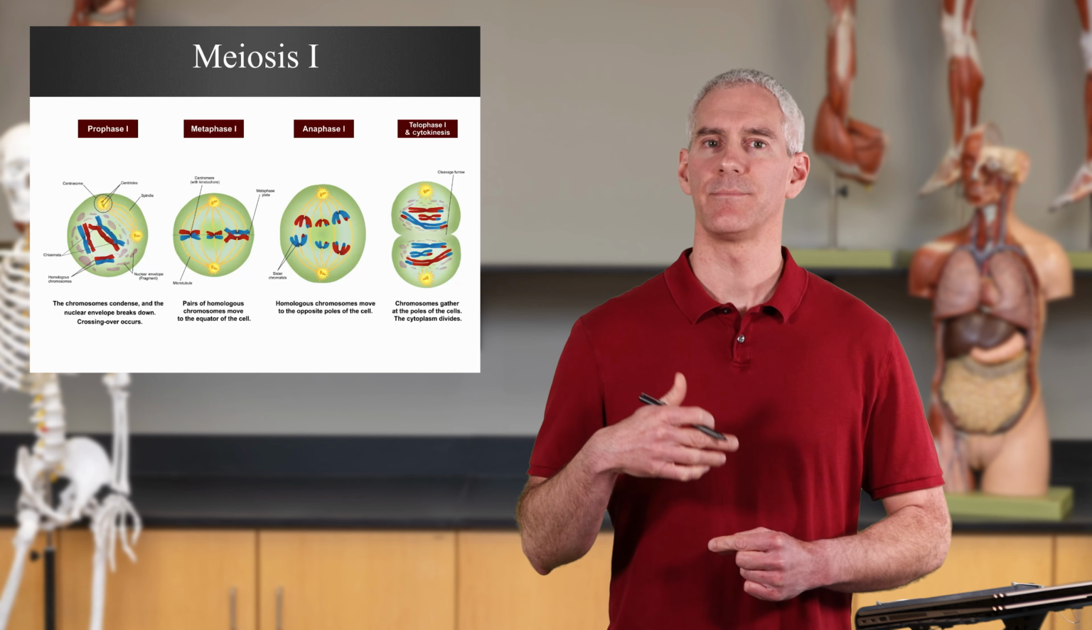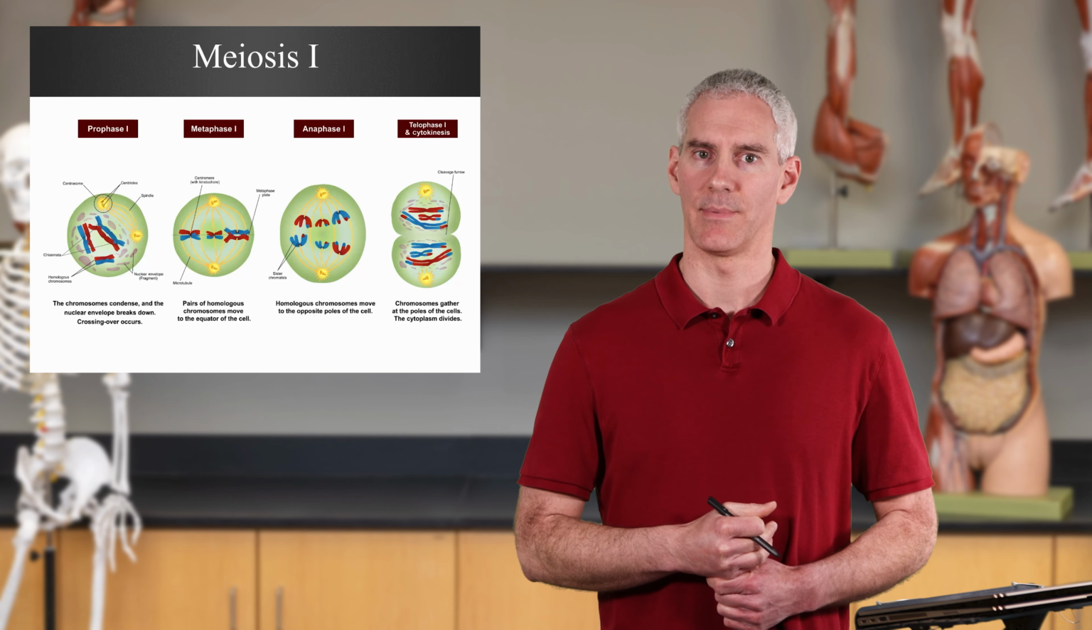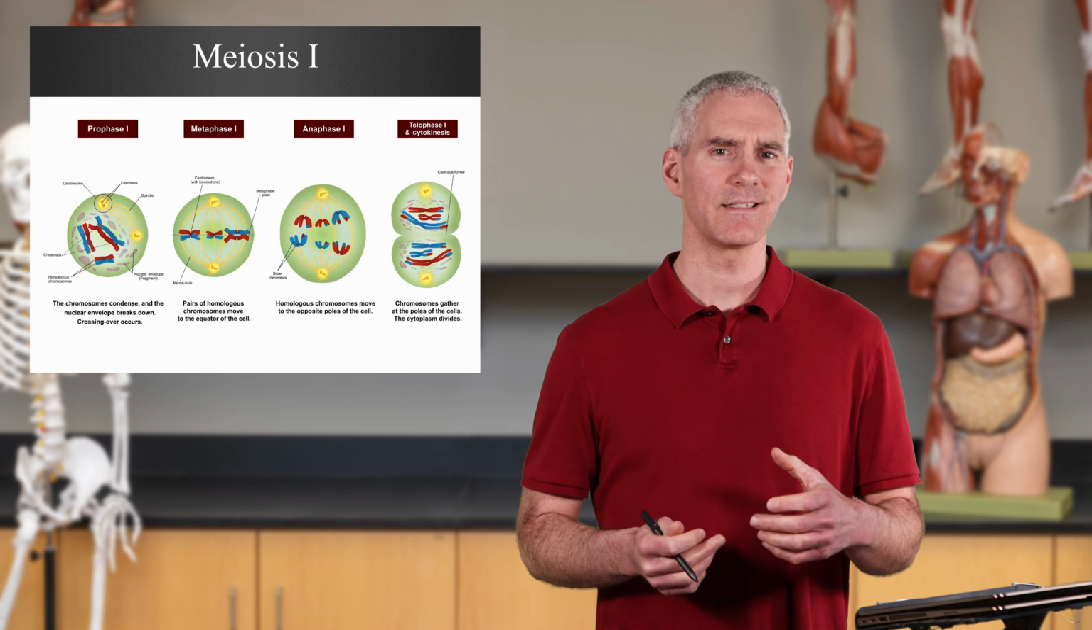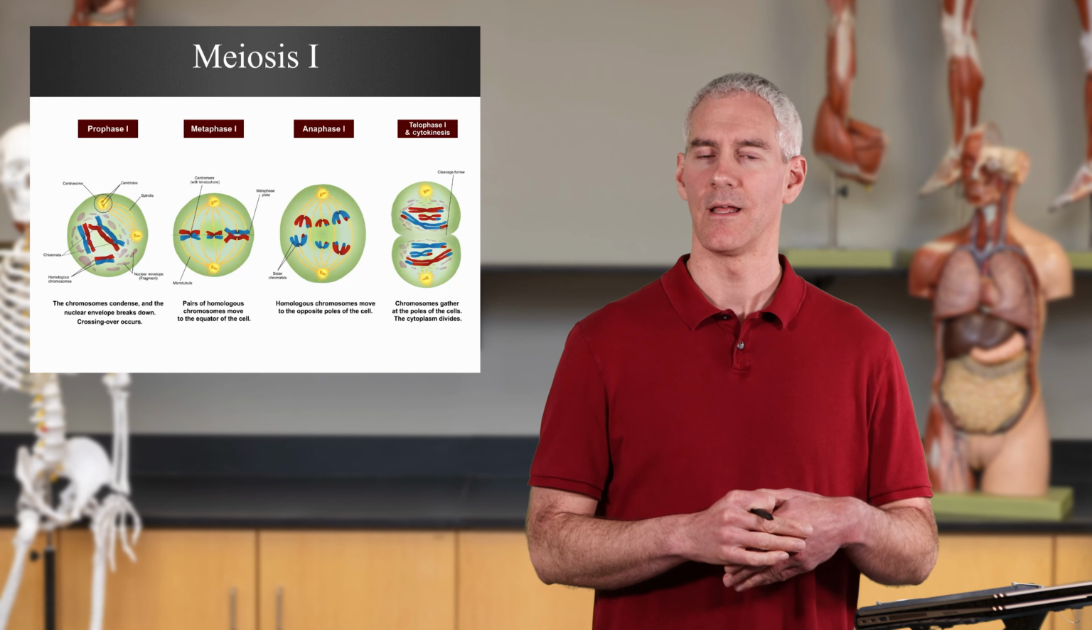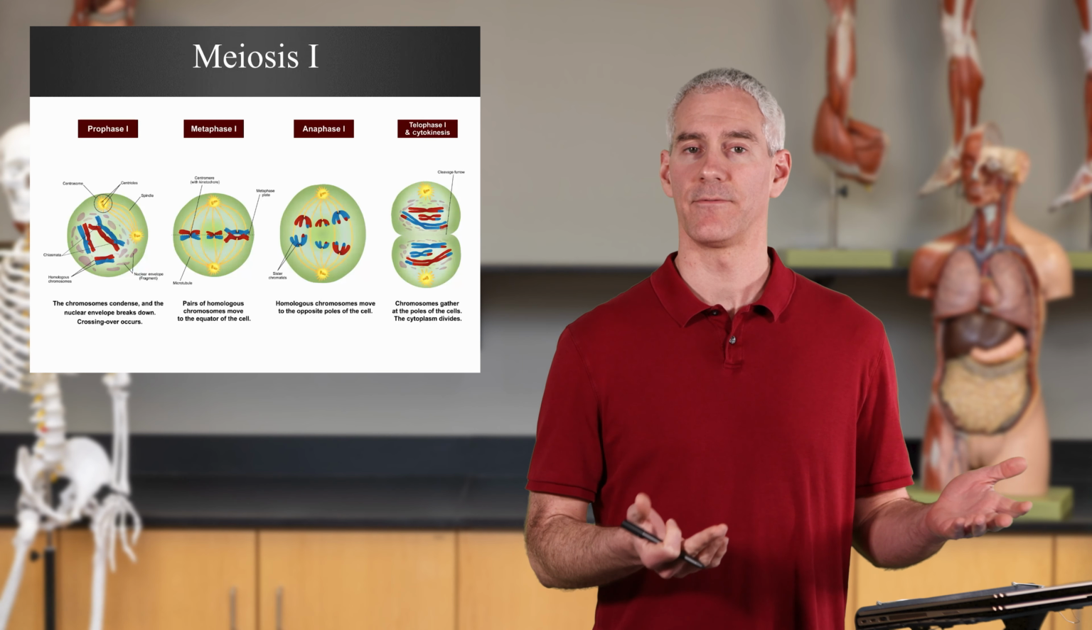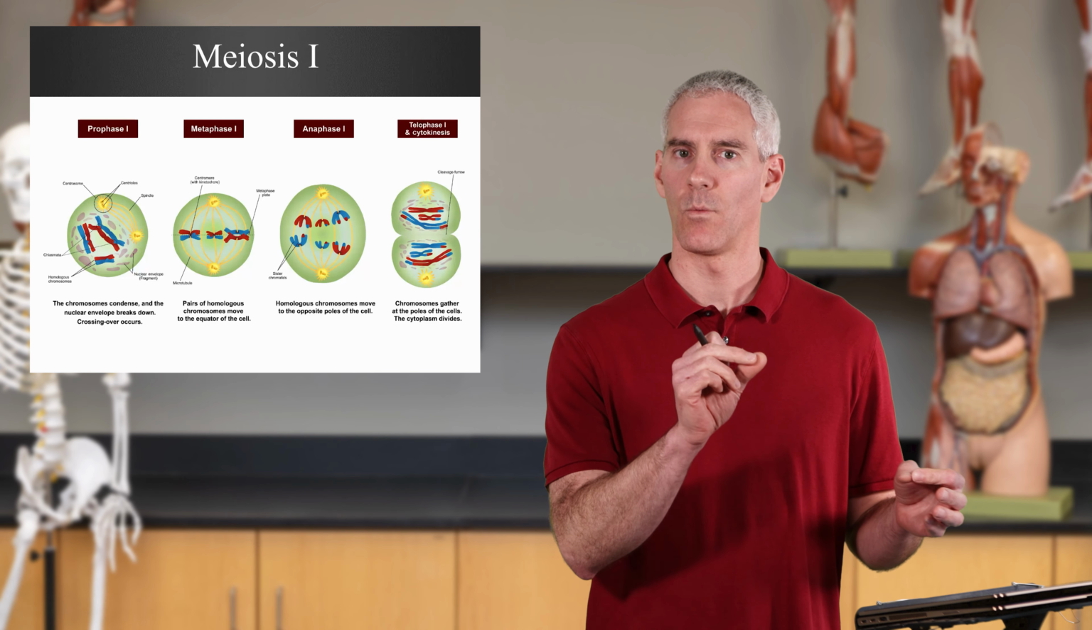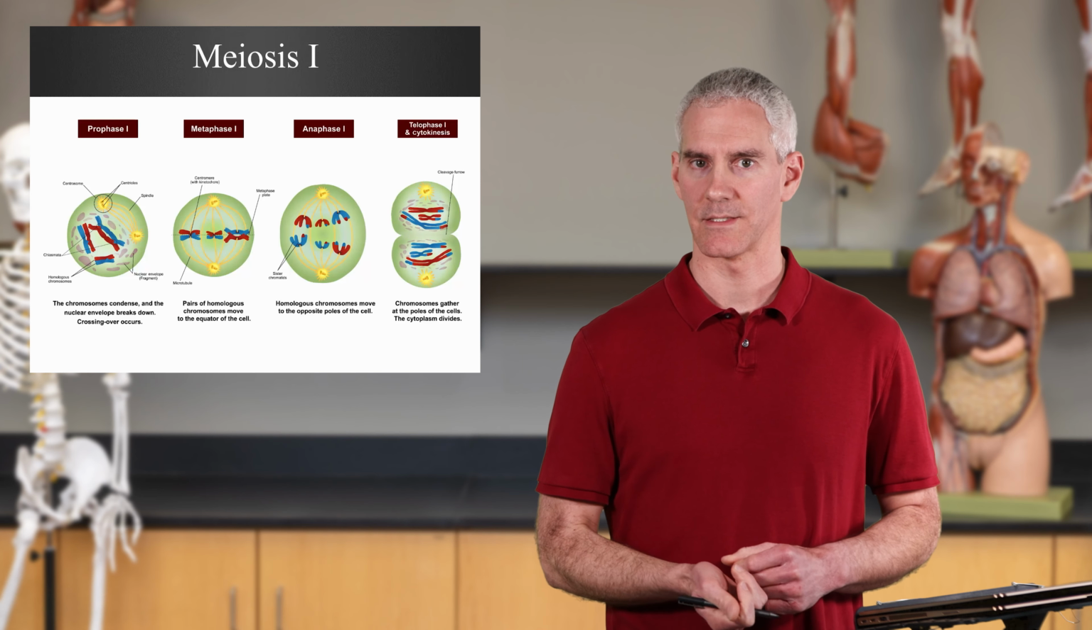Meiosis is used by the sperm and egg generation in the body. It still has a kind of similar feel to it. As you notice here, we have prophase 1, anaphase 1, telophase 1, metaphase 1. Well, I keep saying 1 because it has to happen twice.